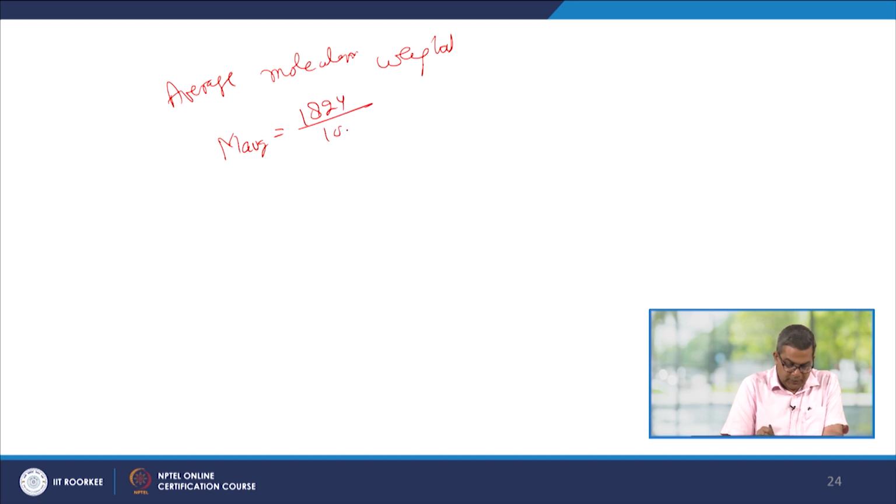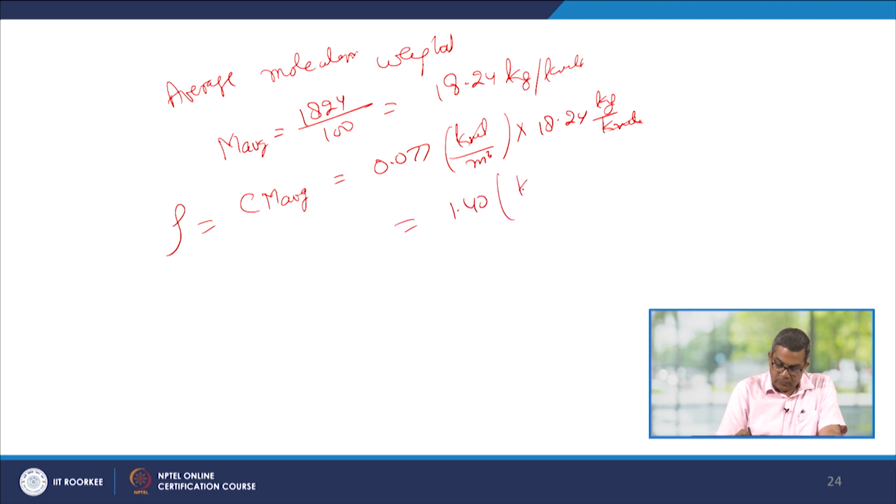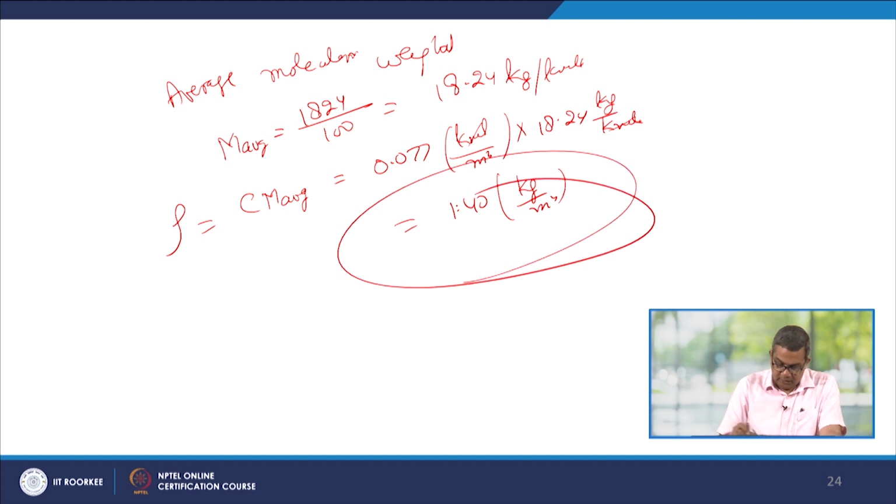So, the average molecular weight, M average, is equal to 1824 over 100, and that comes out to be 18.24 kilogram per kilomole. So, the total mass concentration rho is given by C times M average, which is 0.077 kilomole per meter cube times 18.24 kilogram per kilomole, which comes out to be 1.40 kilogram per meter cube, and this is our answer.